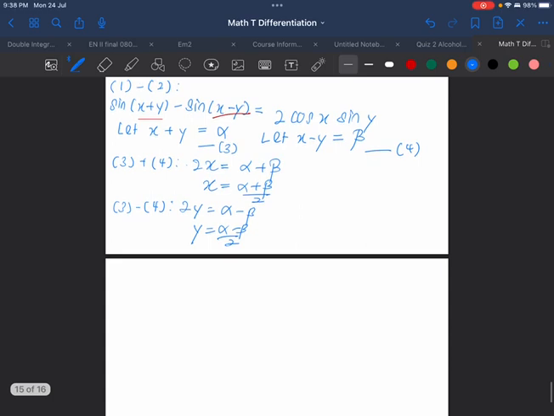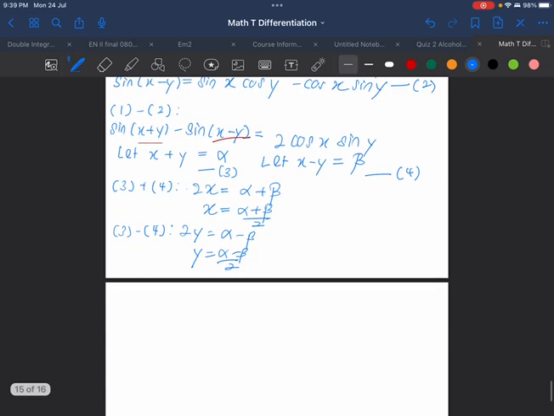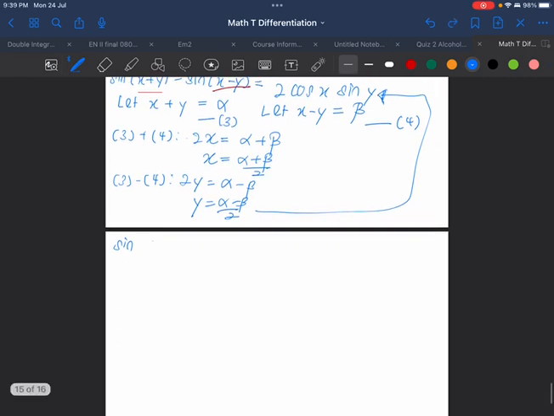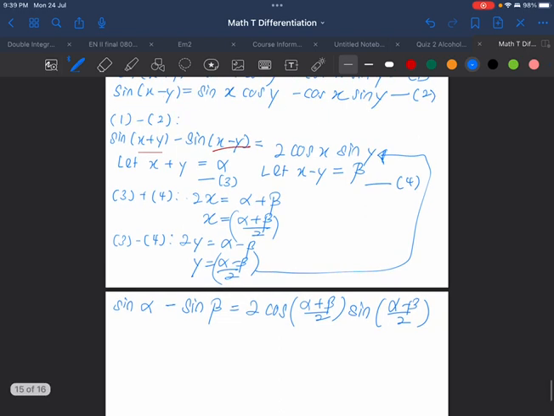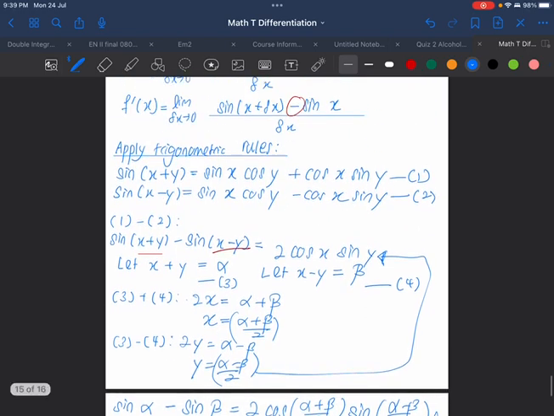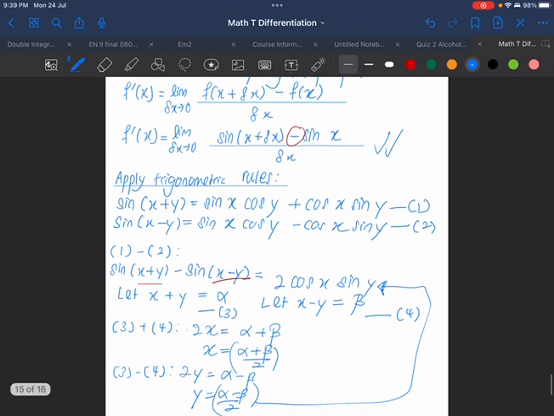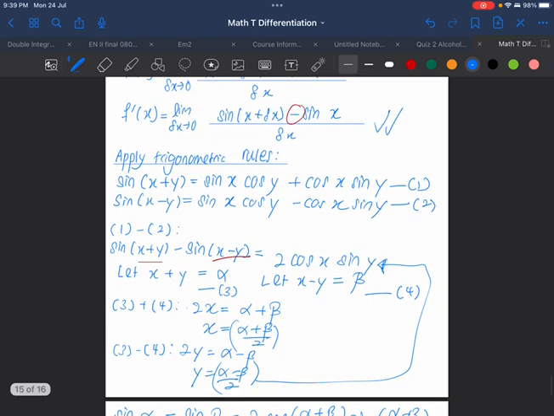So from here, we can substitute inside the equation here. Now you can see sin(x plus y) is alpha, so I replace with alpha. Then sin(x minus y) is beta, so I substitute with beta. And 2 cos x sin y, I substitute with the corresponding expressions: 2 cos((alpha plus beta) over 2) sin((alpha minus beta) over 2). So what's the relation between this equation and the differentiation of sin x that we want to find?